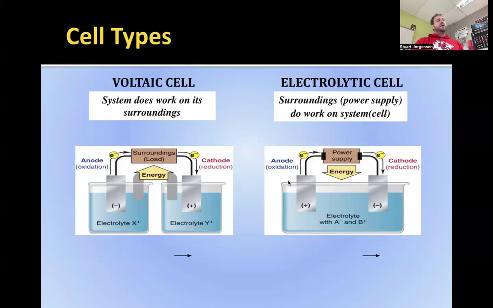Oxidation is happening at the anode. Reduction is happening at the cathode. It's all the same reactions, just taking place in one pot. The big difference, if you notice, is that the signs switch. And the reason for that is what happens at those spots.